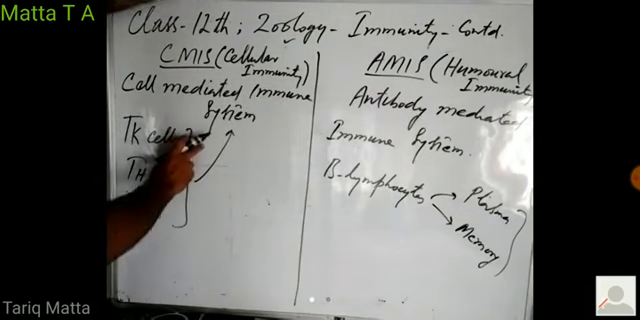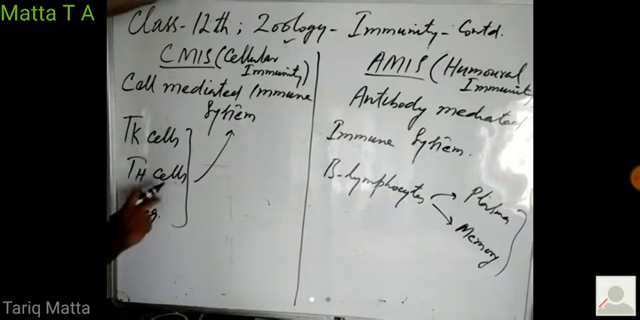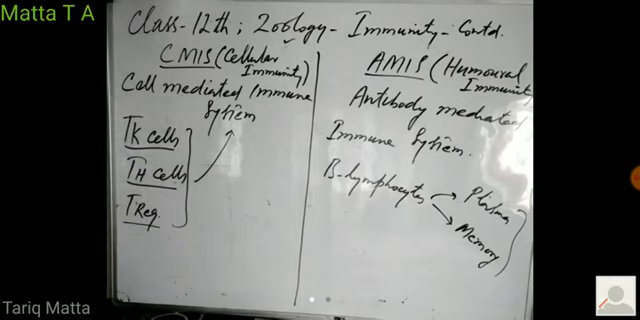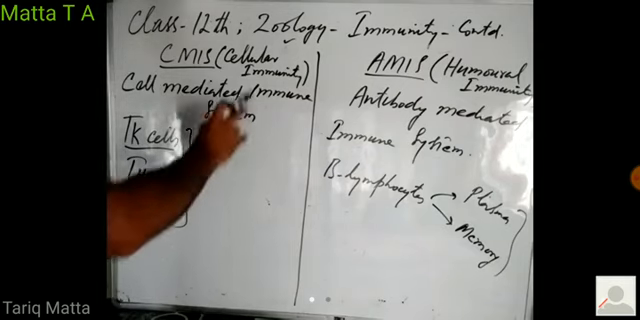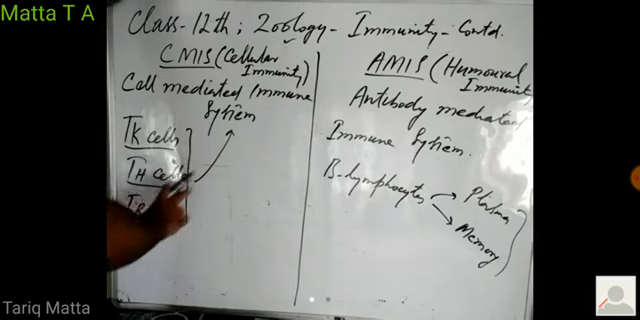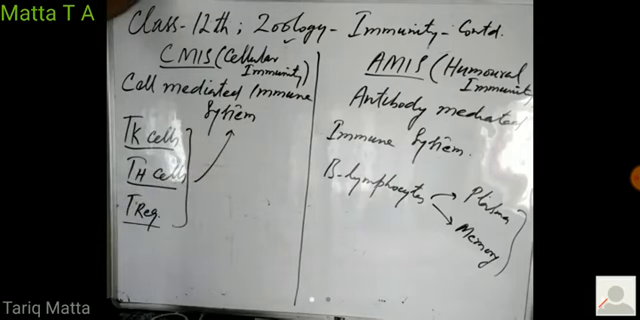We call it cellular immunity because the immunity is in the form of cells, defensive cells. We have got killer T cells, helper T cells, regulatory or suppressor T cells. So the immunity is present in the form of cells. That is why we call it cellular immunity.